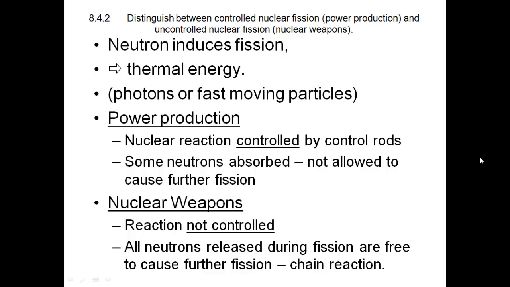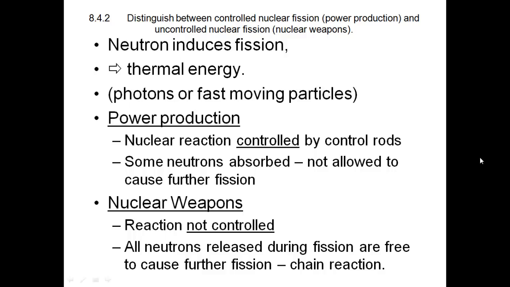So we have to distinguish between controlled nuclear fission, which is in power production, and uncontrolled nuclear fission, which is in nuclear weapons. So we know that a neutron induces the fission. We get thermal energy, which can be in terms of the photons or fast-moving particles. In power production, this nuclear reaction is controlled by control rods. What they do is that they absorb some of the neutrons, so some of the neutrons are not allowed to cause further fission. But you have just enough neutrons which allows you to keep the rate of energy production at a constant rate without it escalating.